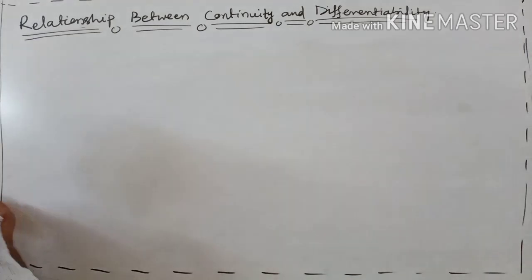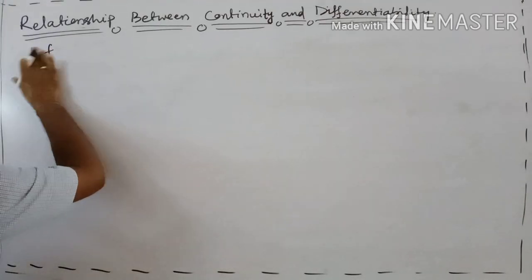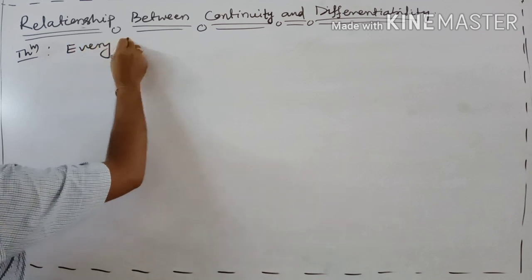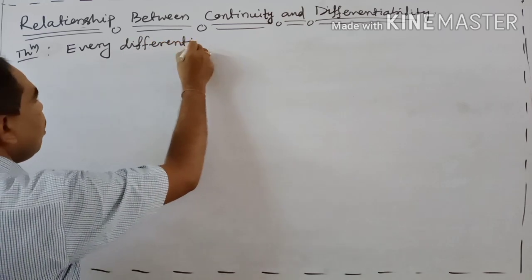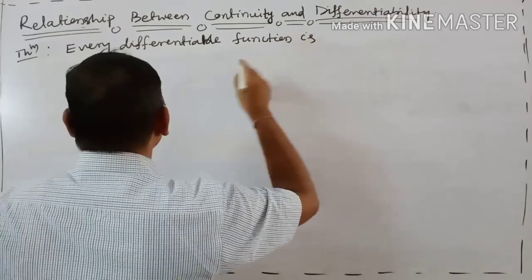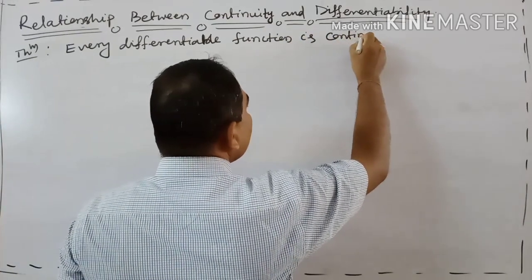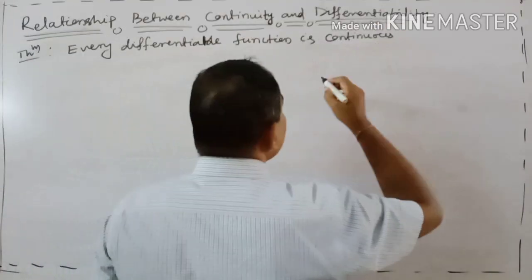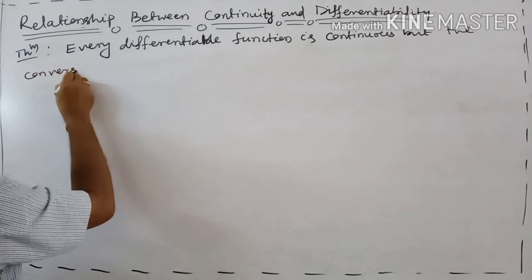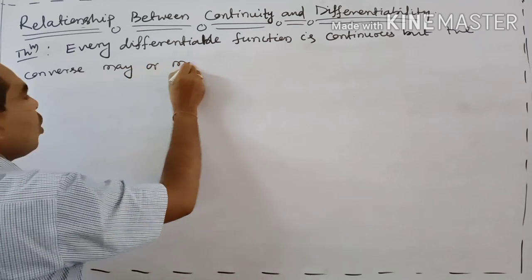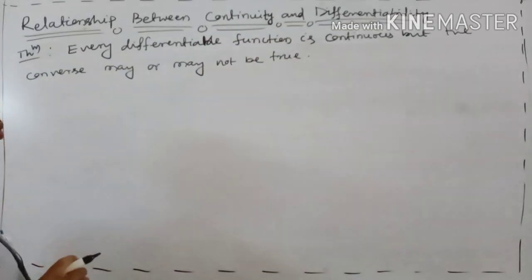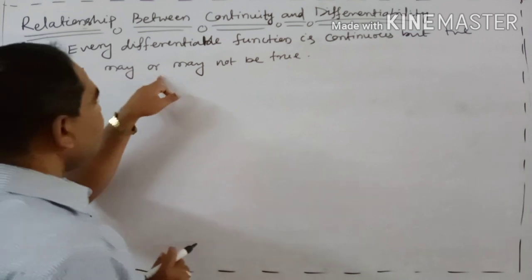There is a theorem: every differentiable function is continuous, but the converse may or may not be true. Every differentiable function is continuous, but the converse may or may not be true.